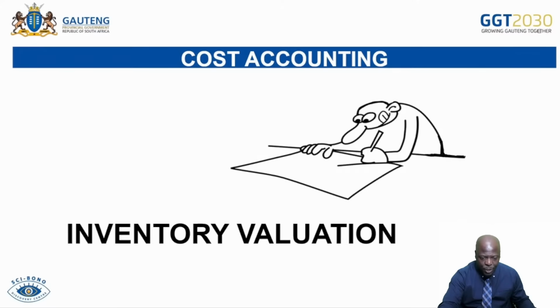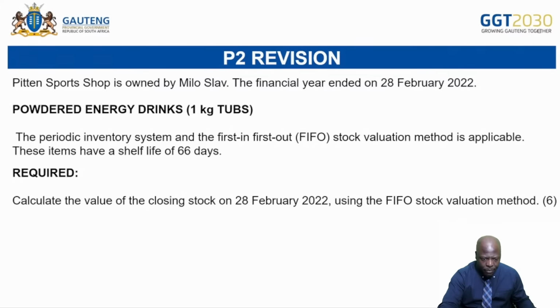And the information reads: Putin Sports Shop is owned by Miroslav. The financial year ended on 28 February 2022. And then the periodic inventory system and the first in, first out stock valuation method is applicable. These items have a shelf life of 66 days. So very key as you continue on with your calculations. Then it says calculate the value of closing stock using the first in, first out valuation method.